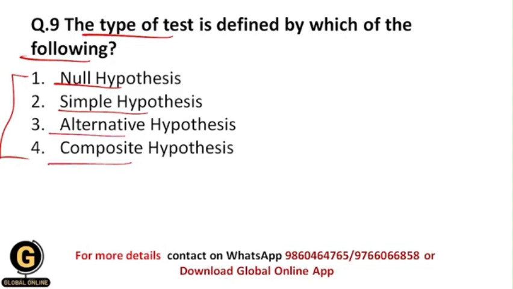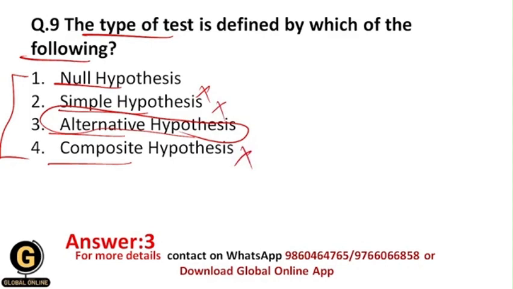From these hypothesis types, you will understand that only under the alternative hypothesis do we exactly predict the relationship between the variables, right? That's why this is the only hypothesis type by which the type of test is defined. So your correct answer over here is 3, that is alternative hypothesis, and the remaining options get eliminated: null hypothesis, simple hypothesis and composite hypothesis.